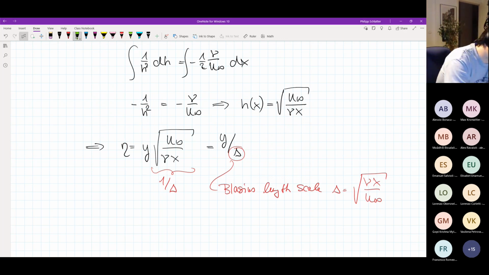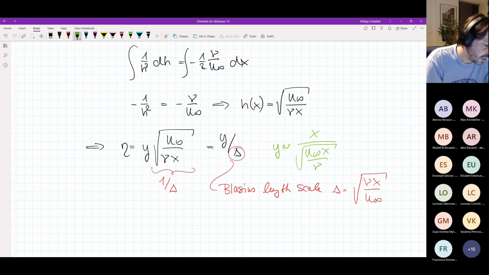And of course, the cool thing now is, and I guess this relates a little bit to what we said in the beginning, I can now directly see that my y is actually proportional to x divided by the square root of u infinity x divided by nu. That is what I get from this expression here. And if I replace what I have in the square root here, then I get x divided by the square root of Reynolds x.